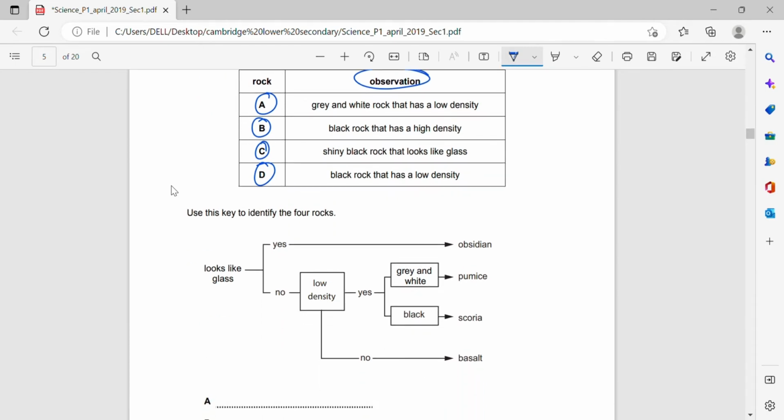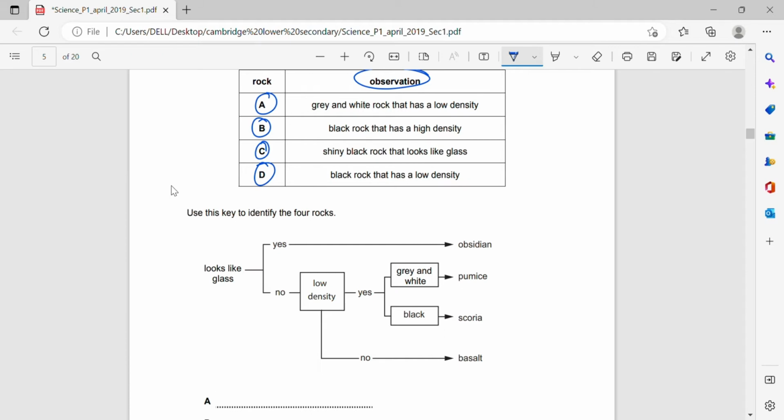Okay, we have here look like glass, yes or no. Yes, it's obsidian. No, low density, yes, gray and white, it's pumice. Low density, yes, it's black, it's scoria. Then if it has low density, no, it's basalt.